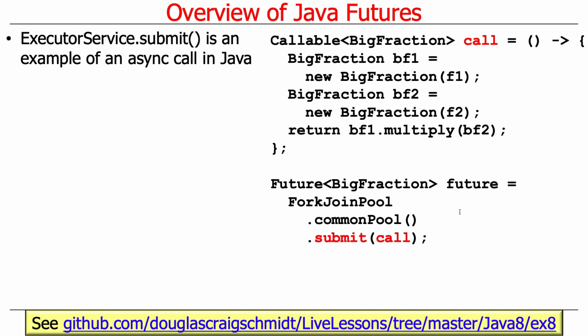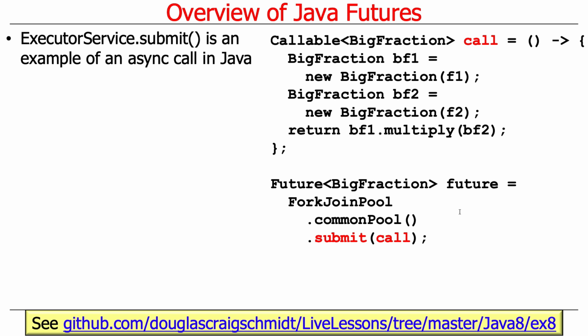There's something called a callable, which is a functional interface defined in Java that has a single method called call. And here we're going to go ahead and create a variable called call, just to be confusing. And we are going to assign this variable a lambda expression, which is what you see here. This is a callable lambda. And this will go ahead and create two big fractions, multiply them together, and return the result. And then down here, you can see that we go ahead and say ForkJoinPool.commonPool, so that's the common pool that we've talked about before, submit, and that goes ahead and submits this callable to be run in the future. And what submit returns is a future to a big fraction. So this is how you would submit something like that.